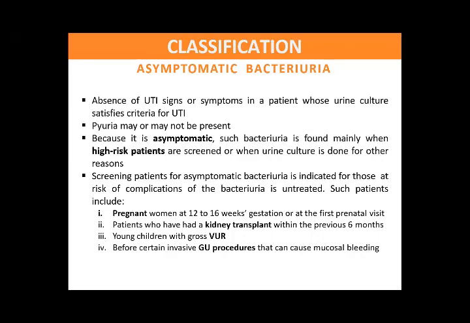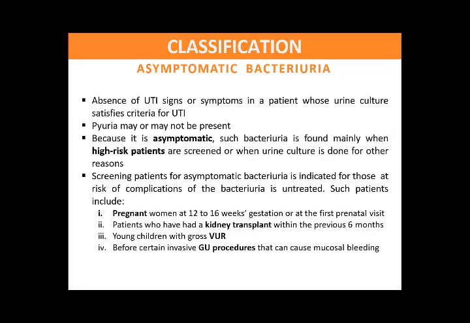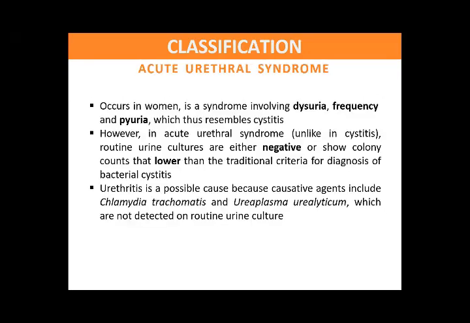Now you can think about bacteremia and ascending infection. Asymptomatic bacteriuria: this is the symptomatic acute urethral syndrome, and this is asymptomatic bacteriuria, the absence of UTI signs or symptoms in patients whose urine culture satisfies the criteria for UTI. In the earlier criteria, the patient was symptomatic but unable to grow bacteria on culture and sensitivity, but can have other infection like chlamydia and ureaplasma.